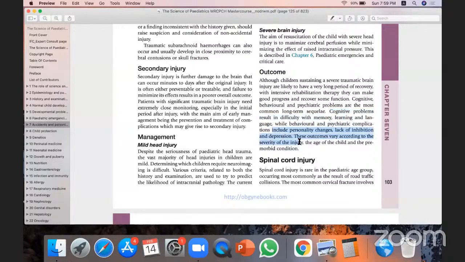So head injury during childhood is not so much benign, right? It can have a large effect. Even the mortality will be increased in later age. These are the chronic effects.